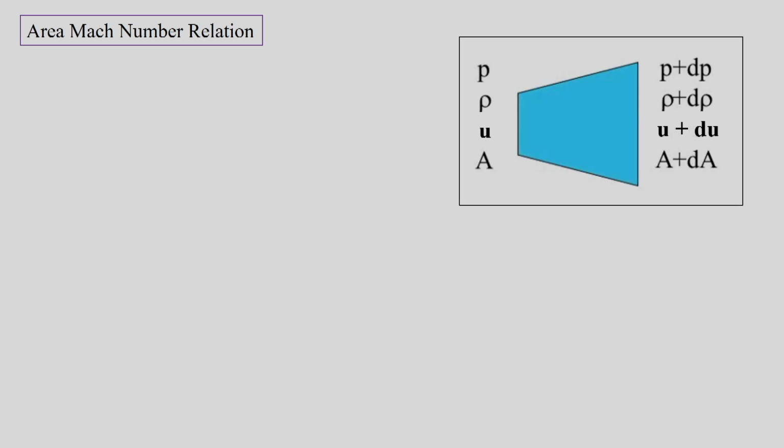Now, let us try to find an expression for the area and Mach number relation. Let us consider a duct which has area A at the inlet, receiving fluid flow with velocity u, density rho and pressure P. However, in the direction of the flow, the duct has varying area such that at the outlet we have u plus du, rho plus d rho, P plus dP and A plus dA.